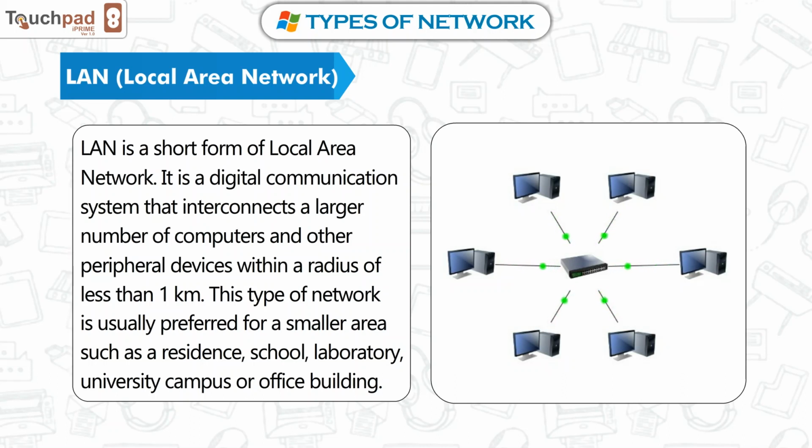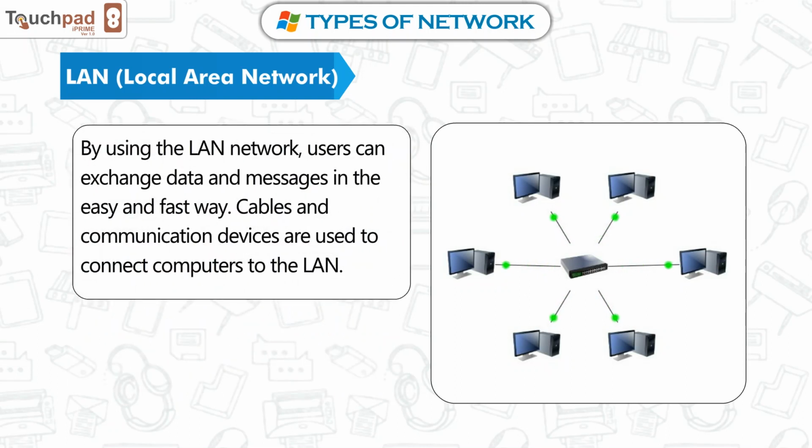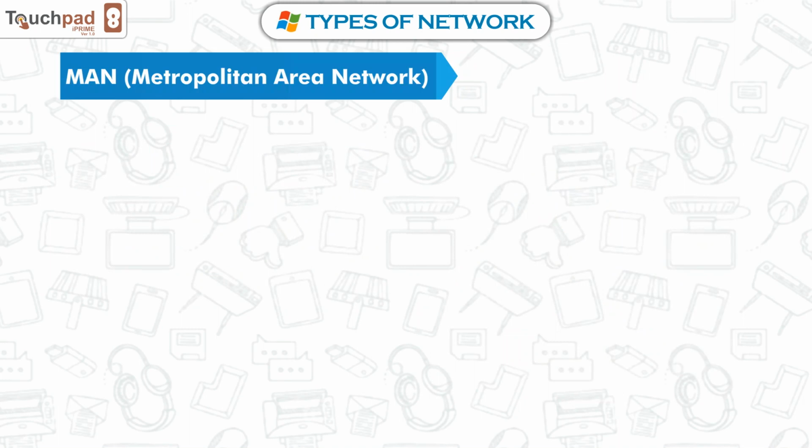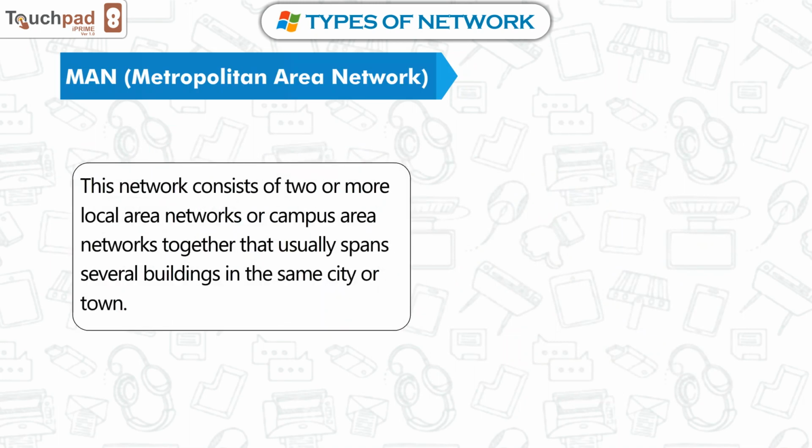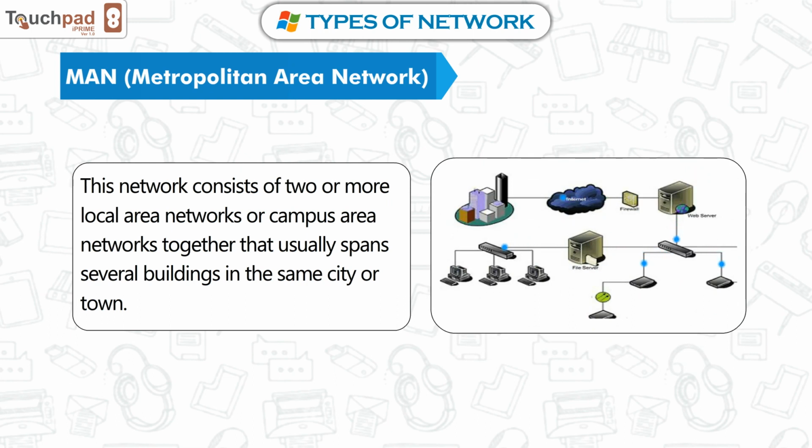This type of network is usually preferred for a smaller area such as a residence, school, laboratory, university campus, or office building. By using the LAN network, users can exchange data and messages in an easy and fast way. Cables and communication devices are used to connect computers to the LAN. MAN, Metropolitan Area Network. This network consists of 2 or more local area networks or campus area networks together that usually spans several buildings in the same city or town.